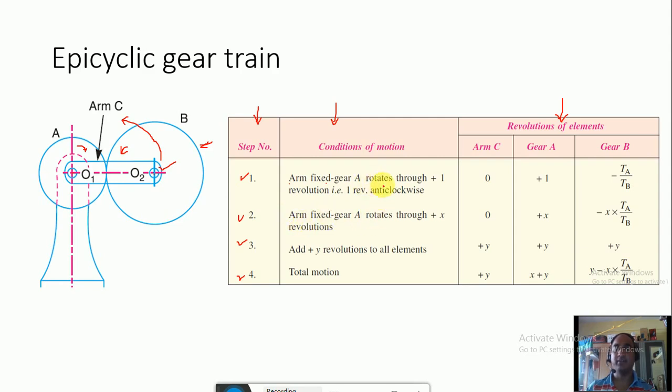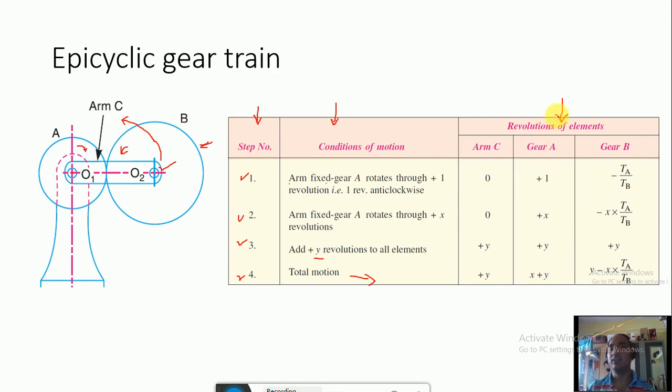Then the second condition is that again the arm is fixed. In the first condition, the remaining part was not discussed. So the arm is fixed and one of the gears, the first gear, rotates through one revolution. Any gear we can assume, either A or B. That is our assumption. In the second condition, the arm is fixed and that gear rotates through X revolutions. The third condition is to add Y revolutions of the arm to all the elements. So Y for the arm, and then the total motion is the addition of all this.